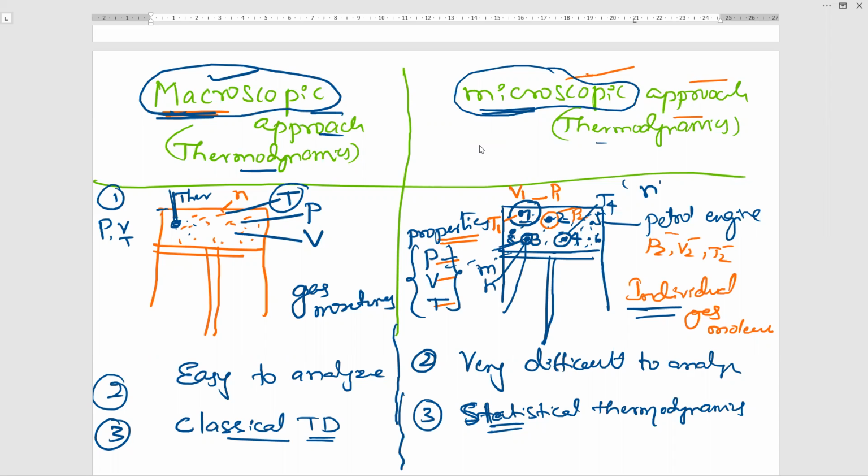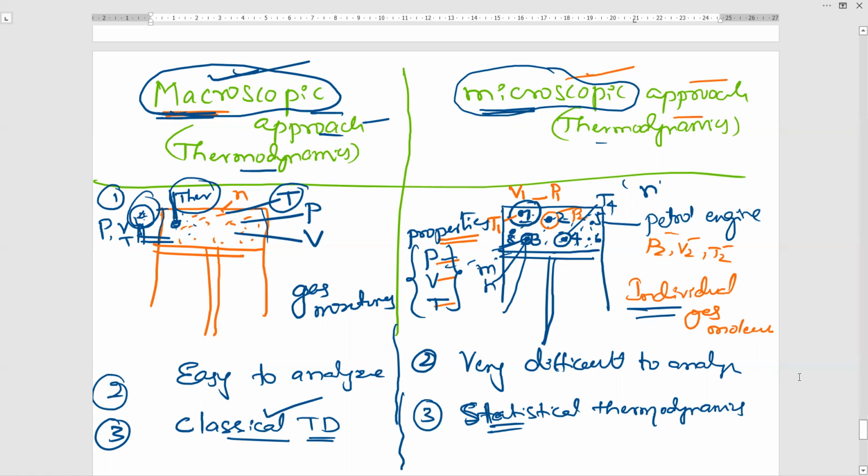In the macroscopic approach, if you put a pressure gauge here, with the help of the pressure gauge we can measure the pressure of the mixture easily. You put a thermometer inside the mixture and you can measure the temperature easily. And the volume of the mixture is the volume of the cylinder. So the macroscopic study is very easy. In your course, you are studying the macroscopic approach of thermodynamics, that is classical thermodynamics.